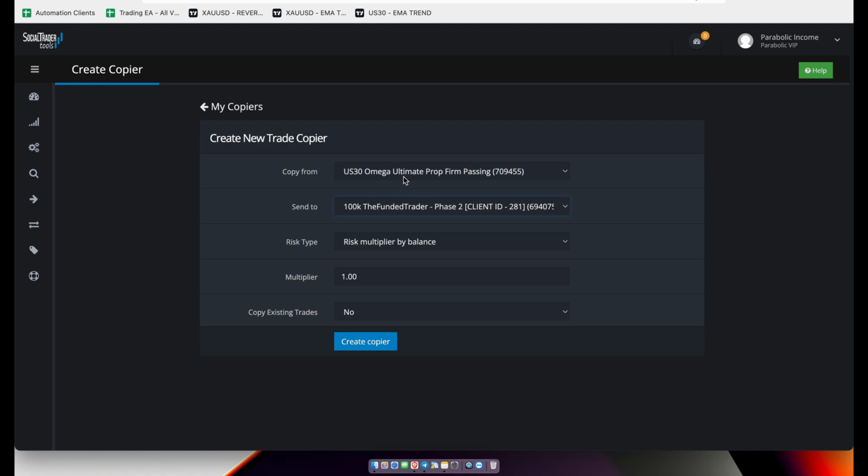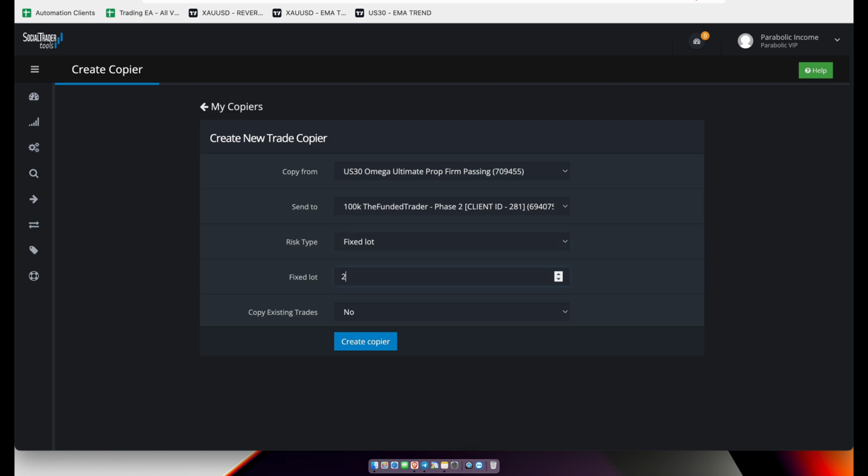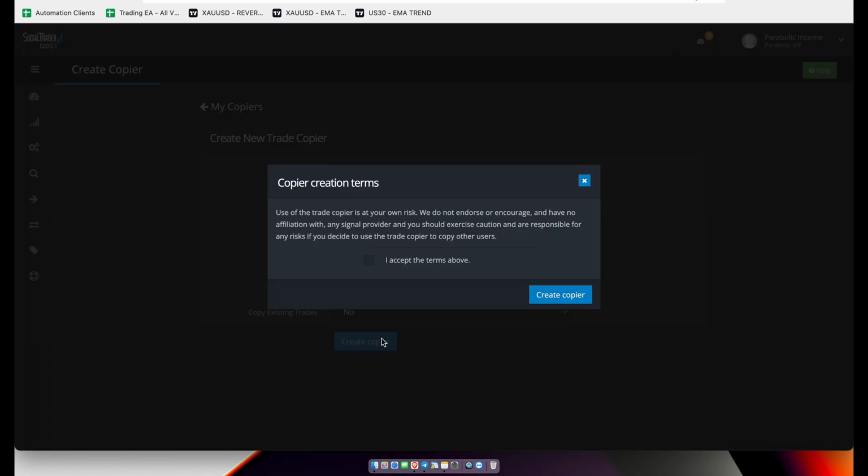Choose the Omega EA that's appropriate for you. If you're using FTMO, use the FTMO version. If you're using anything with ACAP, then use the ACAP server versions, all right? So we're gonna use the US30 here. I'm gonna send it to our 100K phase two account, and we're gonna go fixed lot, all right? And I'm gonna put 20 lots, and that will be able to pass it within the day. I'm gonna go click copier.